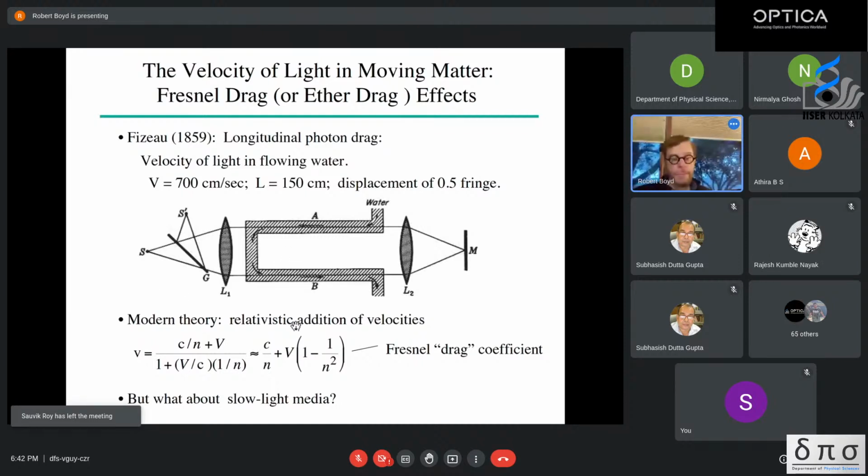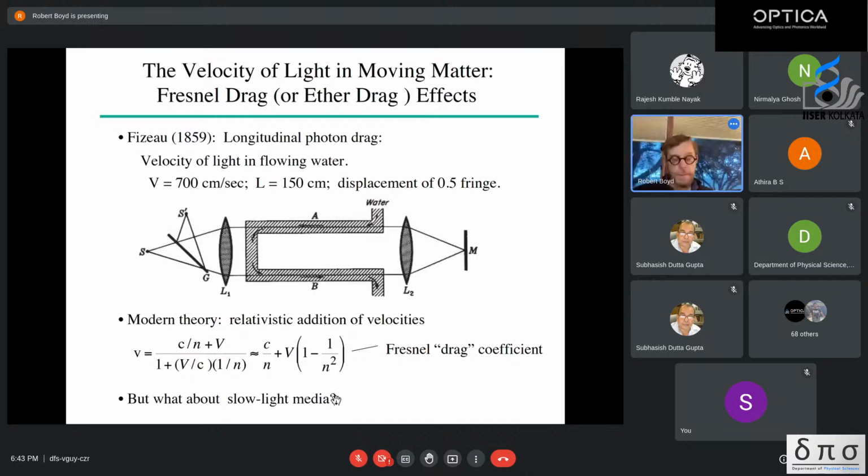Today, we can understand this in terms of the relativistic addition of velocities. Here, c over n is the velocity of light in a stationary medium. v is the velocity with which the medium is moving, and this is the relativistic correction factor. We take this to first order. This is the equation for the velocity of light in a moving medium. Even today, people in this field call this the Fresnel drag coefficient.